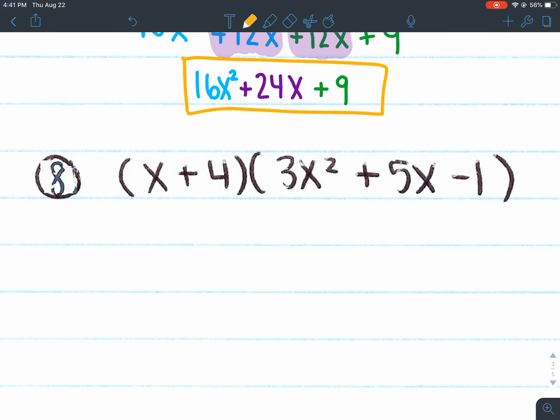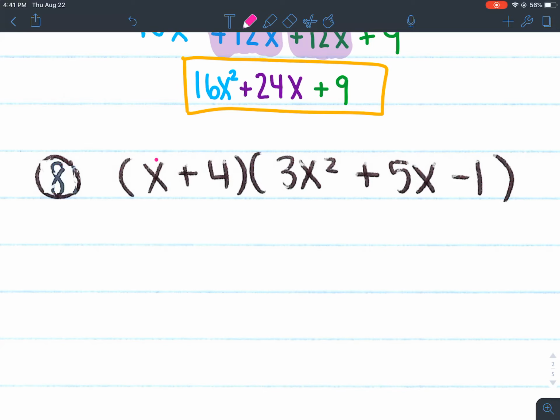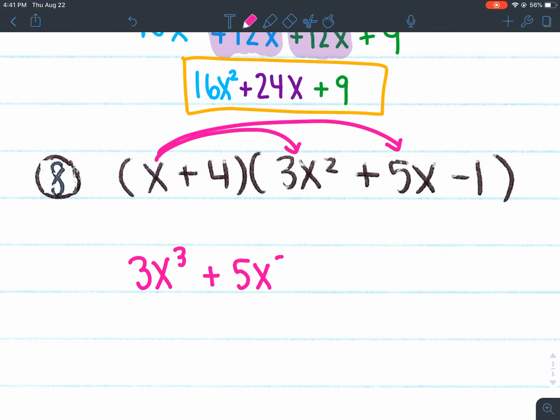Okay, number 8. So, what's different about this one? Well, now I have a binomial times a trinomial. So, what's different? Nothing. It just means that instead of distributing x to only 2 things, now I'm going to distribute it 3 times. And I'm going to distribute the 4 3 times as well. So, x times 3x squared is going to be 3x cubed. X times 5x is going to be 5x squared. And x times negative 1 is going to be negative x.